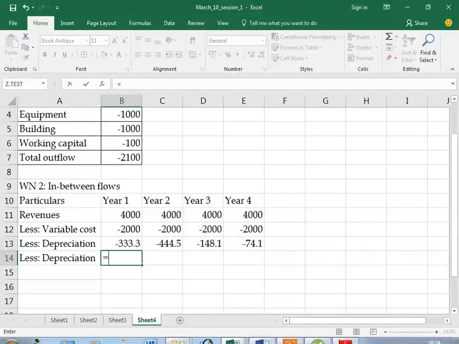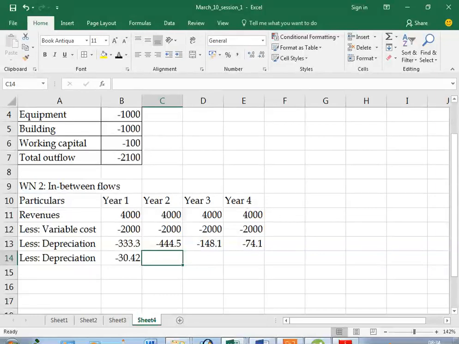Then on building, 1000 into first year is 3.042%. I'll follow whatever percentage they have given in the question. 3.042%. Next year is 3.175%. 31.75. Why is it only this percentage? Because it has a life of some 31.5 years. What are we going to do with residual value and all? I'll come to it sometime. Any doubts on the depreciation figure?